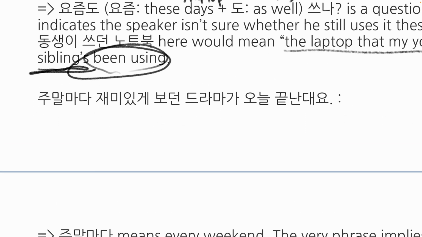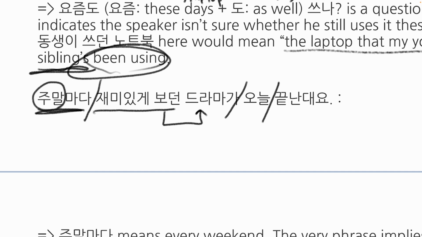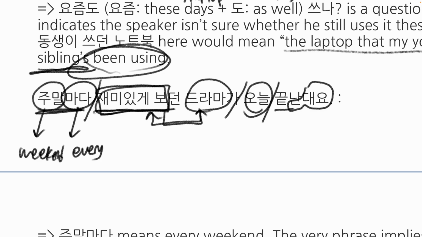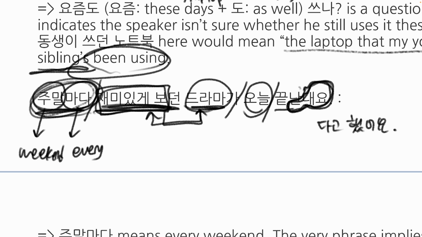And for this one, 주말마다 재미있게 보던 드라마가 오늘 끝난대요. So 주말 means weekend. 마다, every. So every weekend. 재미있게 보다 means to enjoy watching, right? A drama that I enjoyed watching. 오늘, today. 끝난대요. So this is the abbreviation of the 타고 했어요, the quotation grammar, right? So it is said, or I hear, that the drama that I enjoyed watching every weekend ends today.